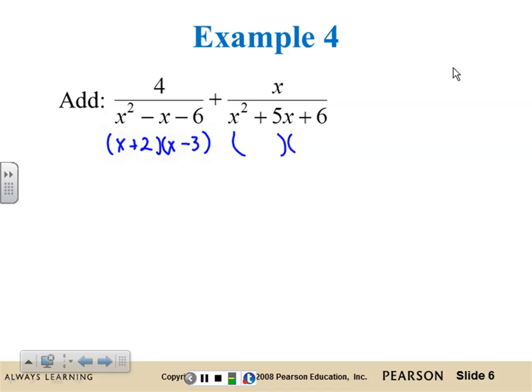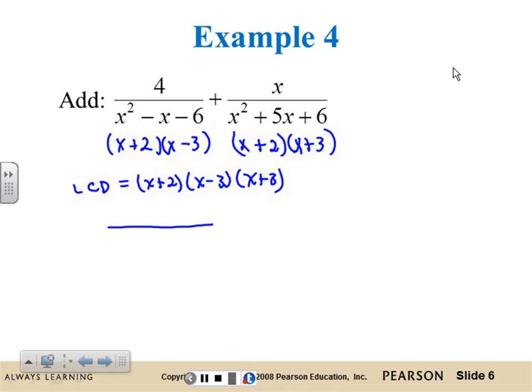Over here, signs are going to be the same. Split that x squared into x and x. What can I multiply together to get 6, but add together to get 5? That's going to be a 2 and a 3 as well. So now, to find the least common denominator, remember, you're going to write down anything that's already in common, which is going to be that x plus 2. Then you're going to write down anything that's not in common, which is going to be that x minus 3 and that x plus 3. So that's going to be your common denominator.